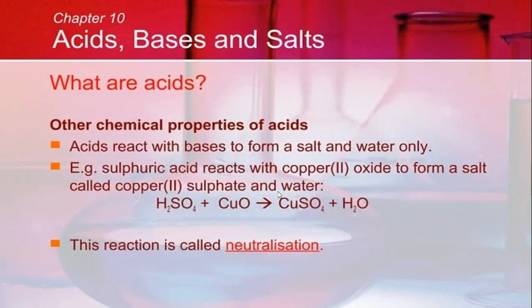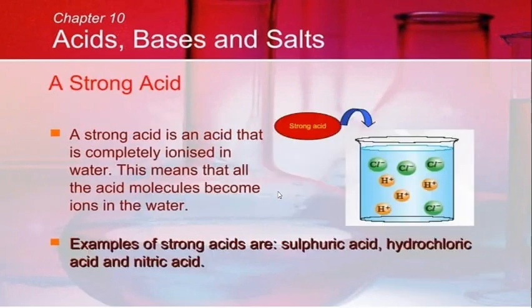So, other chemical properties of acids. Acids react with bases to form a salt and water only, and this is always definitive. So when acids react with bases, they always form a salt and water all the time. For example, sulfuric acid reacts with copper oxide to form a salt called copper sulfate and water. As we could see from the reaction, water is formed. This reaction is called neutralization.